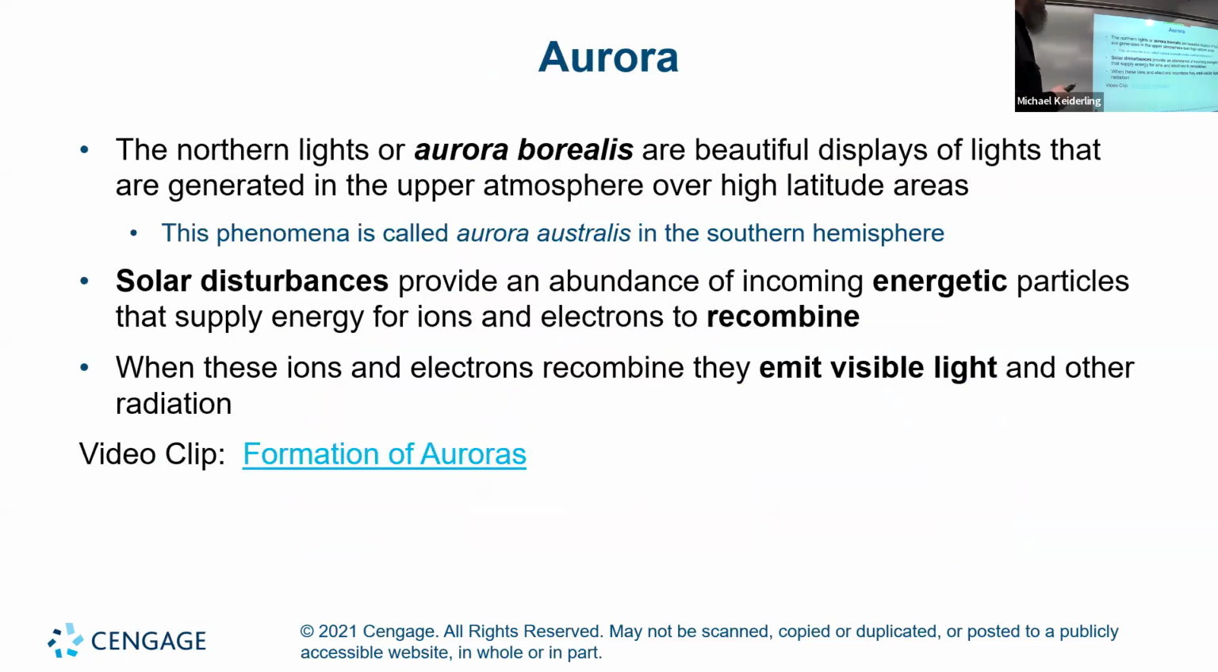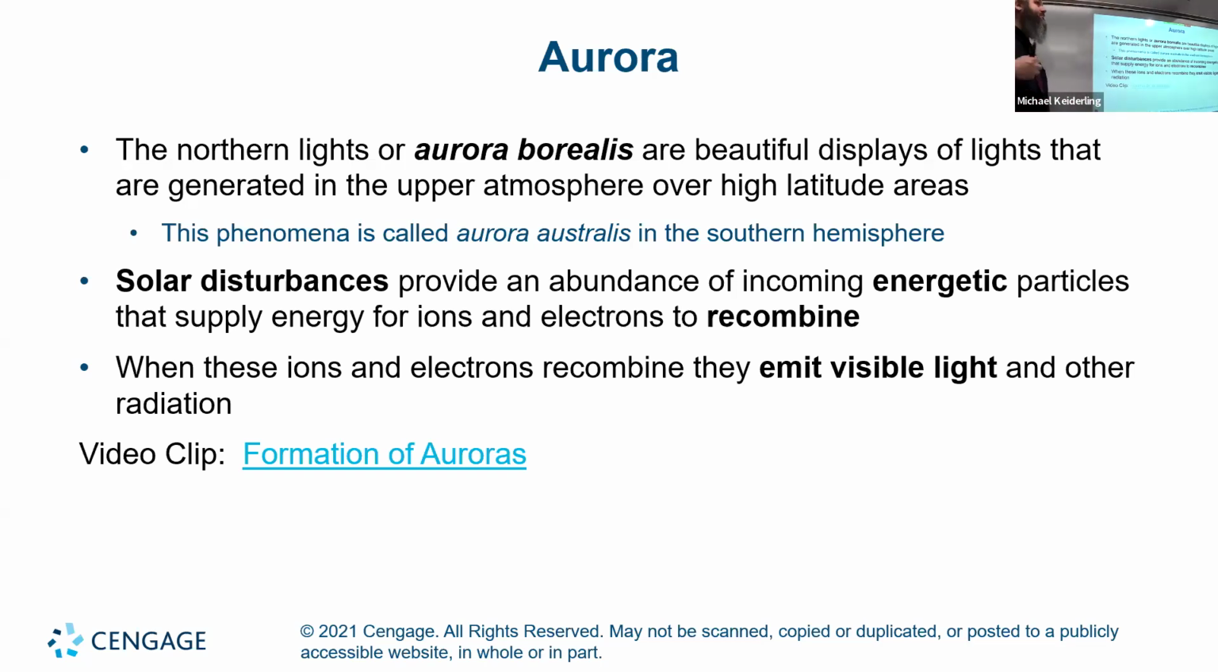Now the northern lights, or aurora borealis, are beautiful displays of lights that are generated in the upper atmosphere over high latitude areas. It's called the aurora borealis in the northern reaches. In the southern hemisphere, it's called the aurora australis, because borealis means north and australis means south.